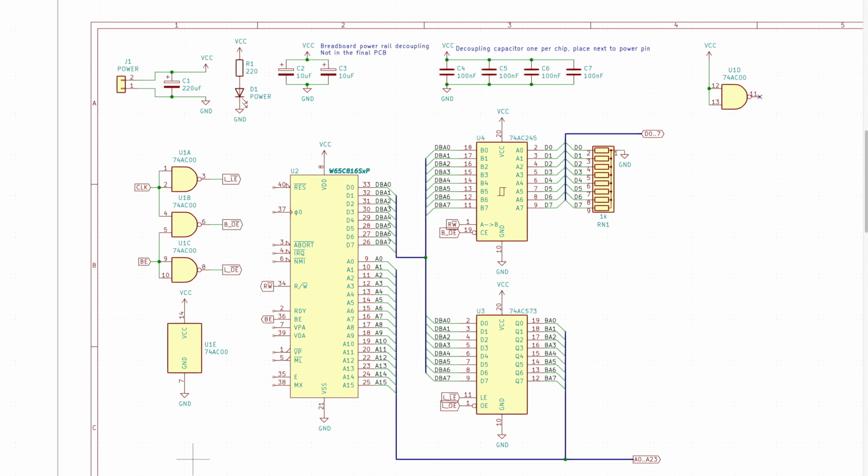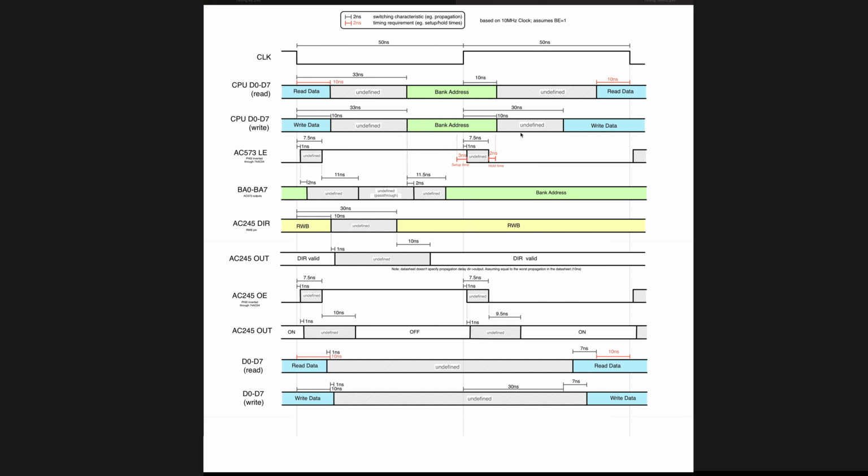Okay, so this is our schematic updated. Let's see how it looks in the timing diagram. So this is a timing diagram where we left off in the previous video. It has the data of both the buffer and the latch. Let me remove the data that we don't need for this episode.